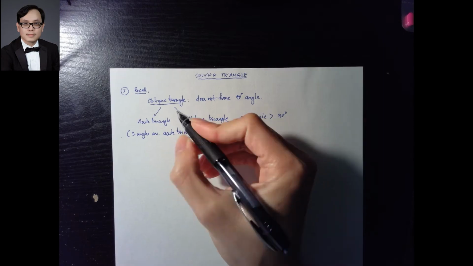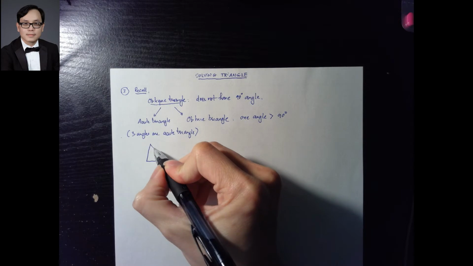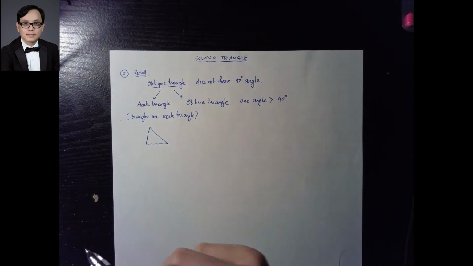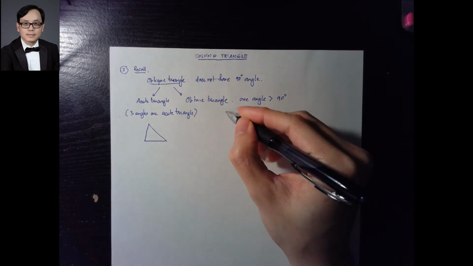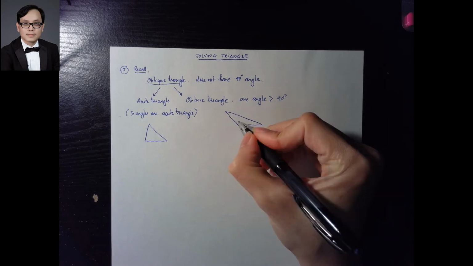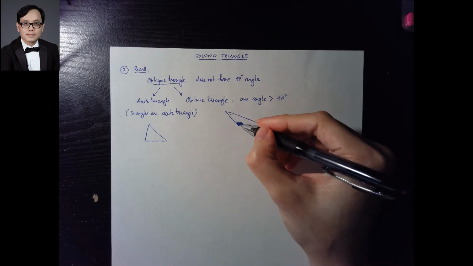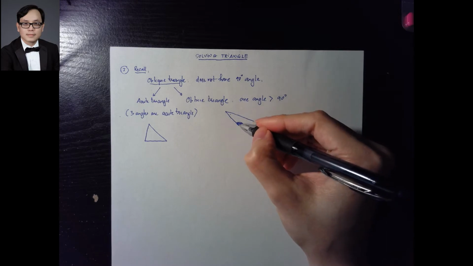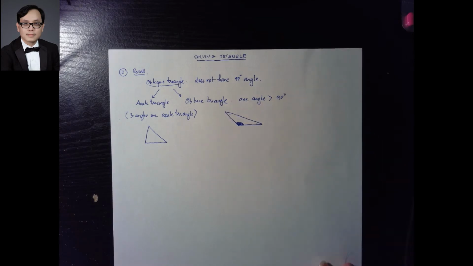We will draw a quick acute triangle right here. The acute triangle will look like this. You see all three angles here are acute angles. For the obtuse triangle we're going to have something like this. See that? One angle is greater than 90 degrees, so this one right here. Even though we have two acute angles here, one of the angles is more than 90 degrees. So this is an obtuse triangle.